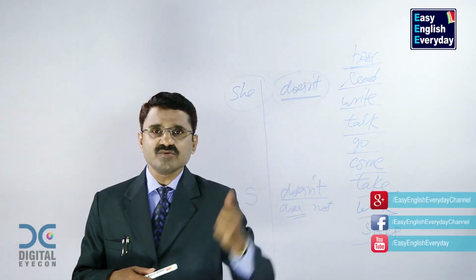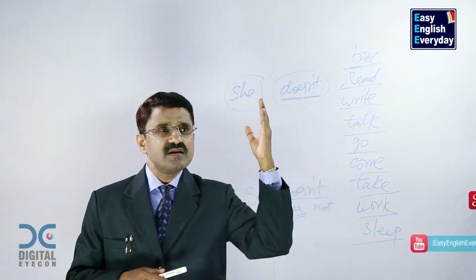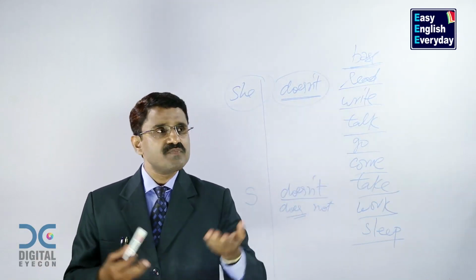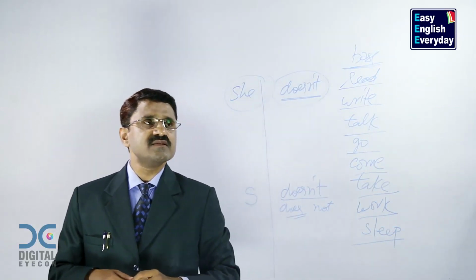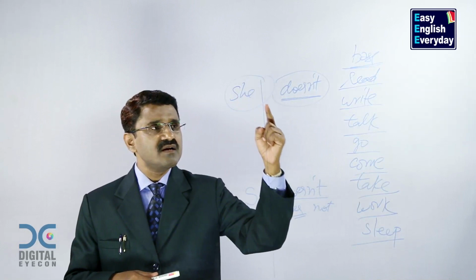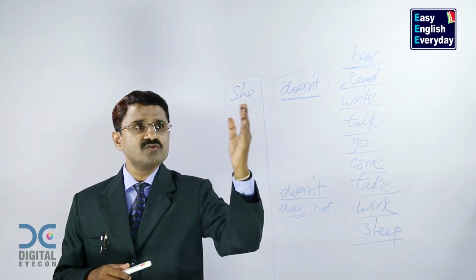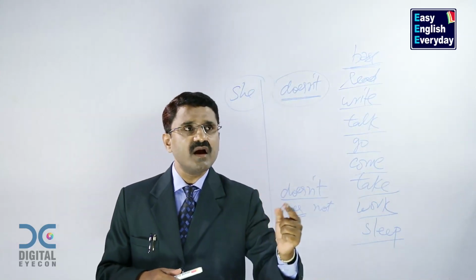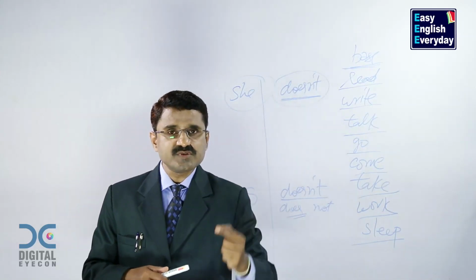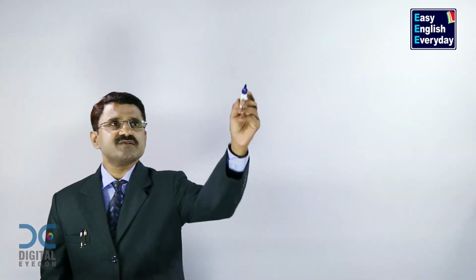She does not play outdoor games, meaning she doesn't have that habit. She does not see horror movies, meaning she does not like them. That is the way we have to use these sentences. So this is the second use of doesn't or does, how to make use of it in English sentences. Now let us see how does helps me in making one more sentence. Read these sentences.